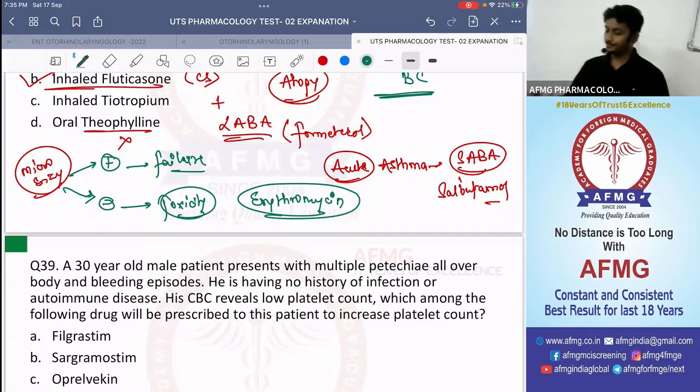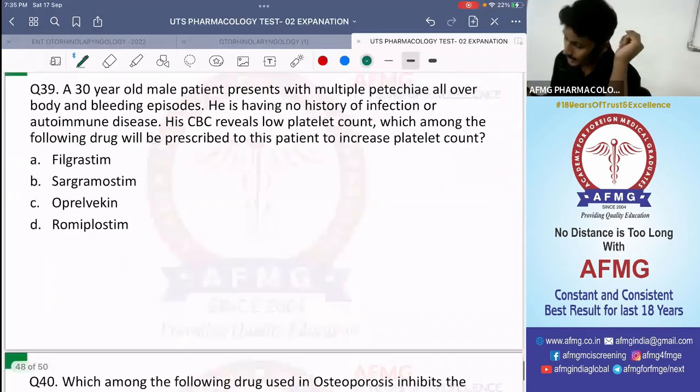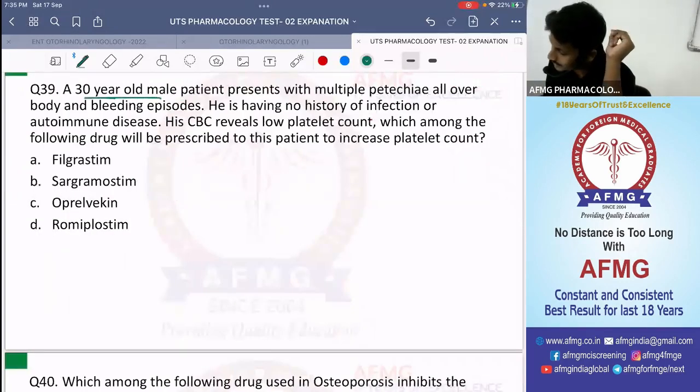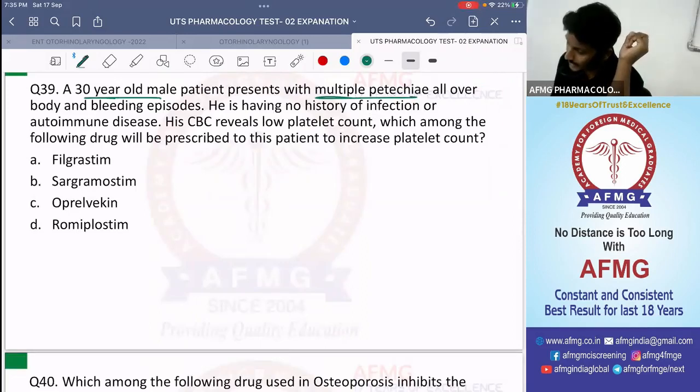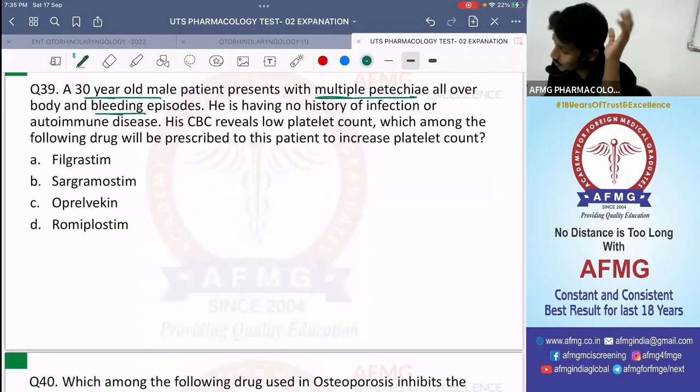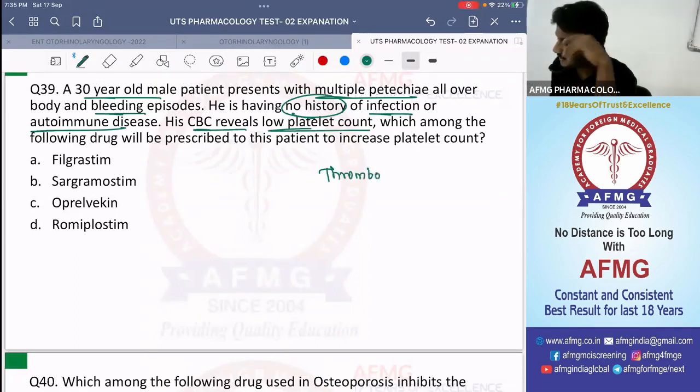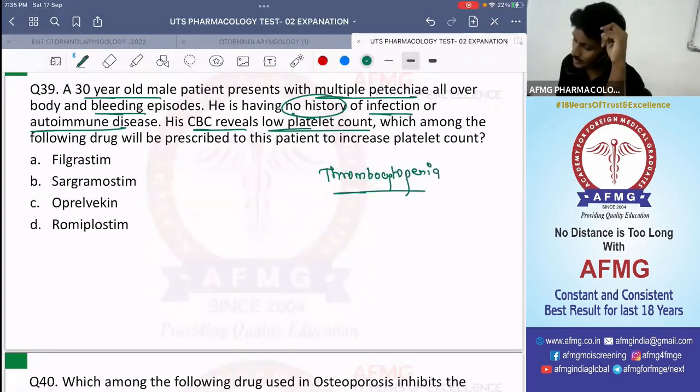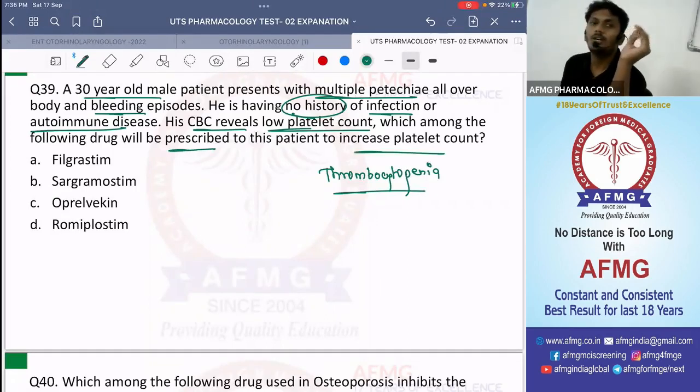Moving further. Question number 39. A 30-year-old male patient presents with multiple petechiae all over the body, and there were bleeding episodes in the patient. He is having no history of infection or autoimmune disease. His CBC reveals low platelet count, meaning thrombocytopenia. Which among the following drugs will be prescribed to this patient to increase the platelet count?